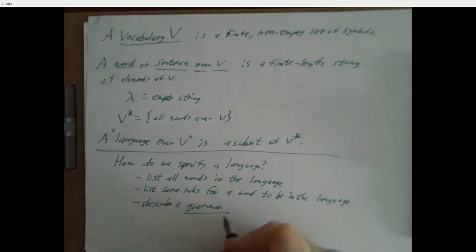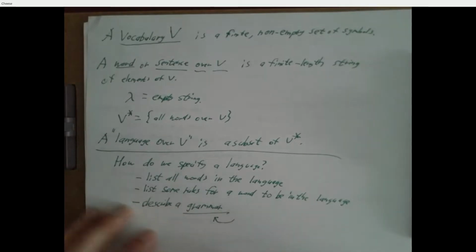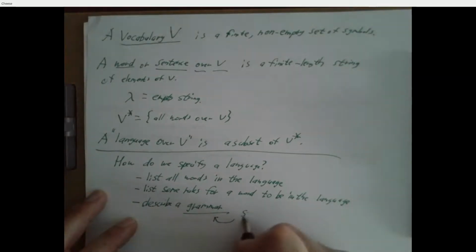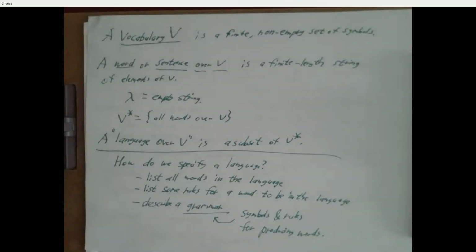And a grammar is basically a set of symbols and rules for producing words. So you're going to describe ways that you can create words in this language in such a way that we can take this unknown thing and we can say, is this producible using these rules? Okay, that collection of rules is what we're going to call a grammar.